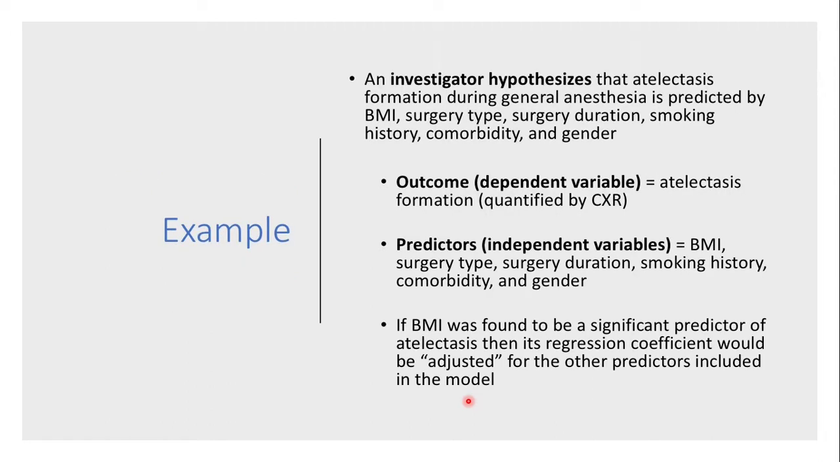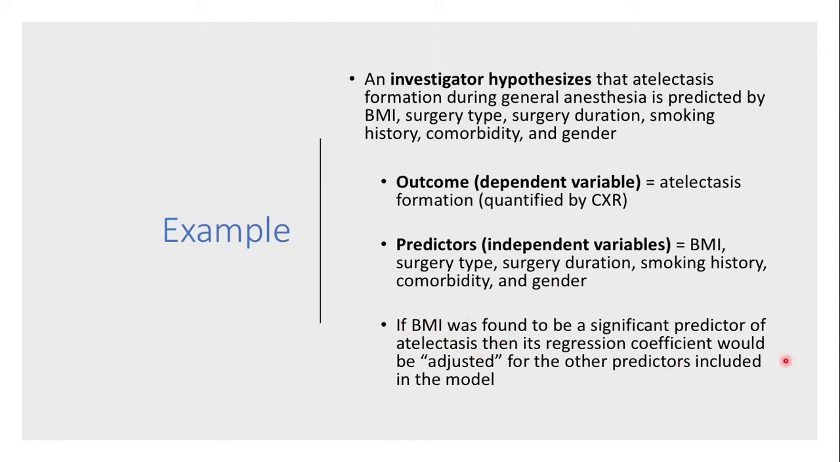So here's an example. An investigator hypothesizes that atelectasis formation during general anesthesia is predicted by the variables listed there. The outcome in this case is atelectasis, which maybe is quantified by a chest x-ray. And you can see a number of predictors there. BMI would be continuous. Surgery type would be categorical. Duration, continuous. Smoking, categorical, actually nominal, binary, yes or no. Comorbidity, maybe that's ASA class, so that could be ordinal. And gender would be a nominal variable.